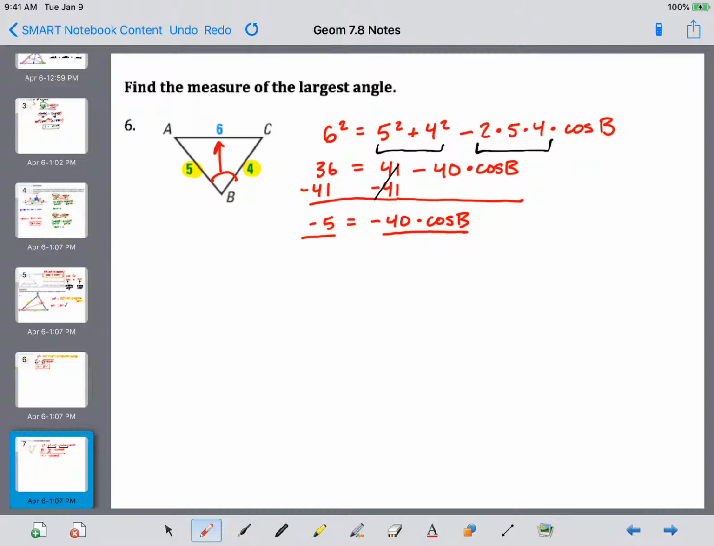Now we're going to get rid of that negative 40 by dividing it on both sides. So these negative 40s here cancel. And negative 5 divided by negative 40 is 0.125. And now over here, we're left with the cosine of b. All right, last step, we want to get b by itself. So in order to do that, we need to take the cosine inverse of both sides. So then this cancels this. And if you plug in the cosine inverse of 0.125, you will get 82.8 degrees. And that's going to be your angle B.